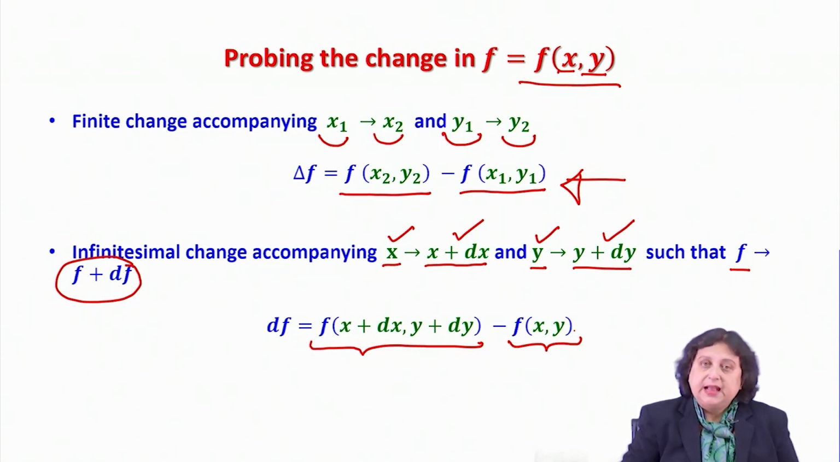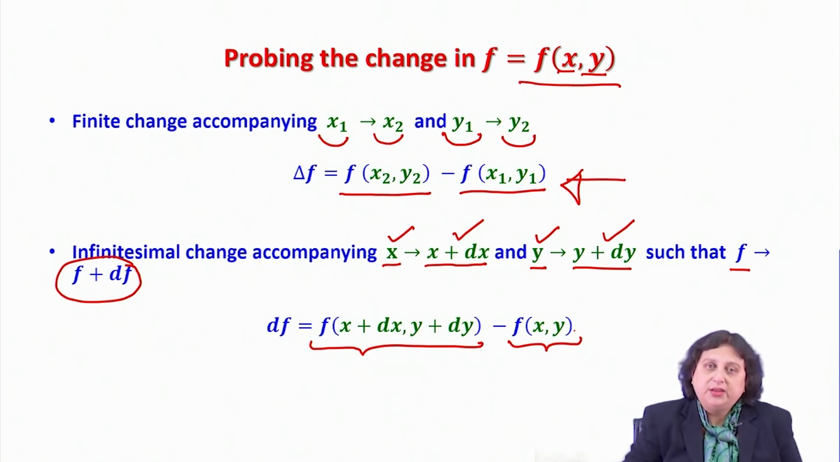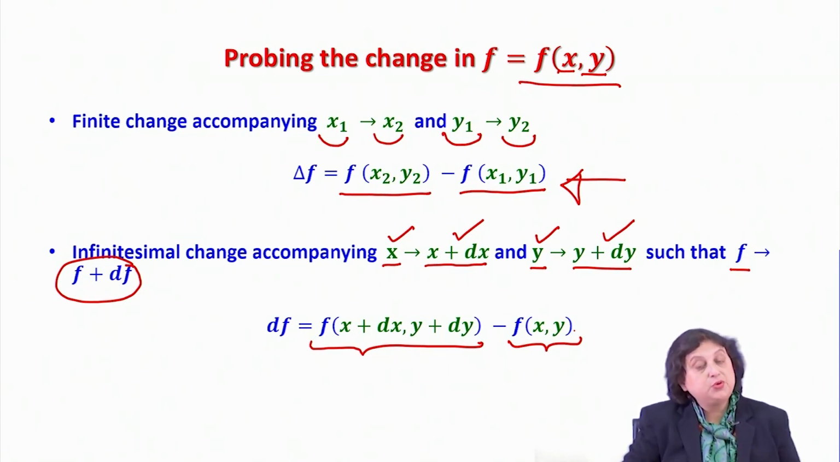Therefore, as you understand, as the system changes by changing the values of the independent variables x and y, there is a corresponding change in the value of the dependent variable f. Therefore, if I want to know how energy changes with the variation of thermodynamic state, I need to understand the variation of energy with respect to all the three variables on which the state of the system depends.